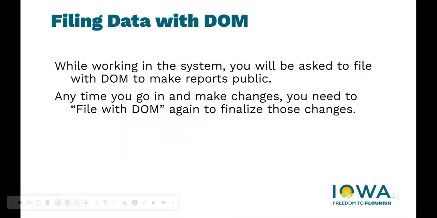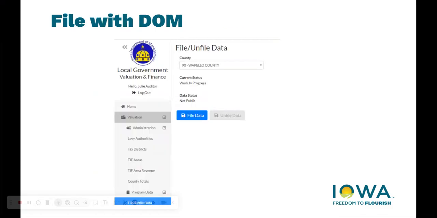So if you go in there, you filed, and then a week later you find a mistake, so you go in there, make that correction, save it, upload a new file, whatever, check everything over. In order to make that correction finalized, you need to go in and file data with DOM again to finalize the changes.